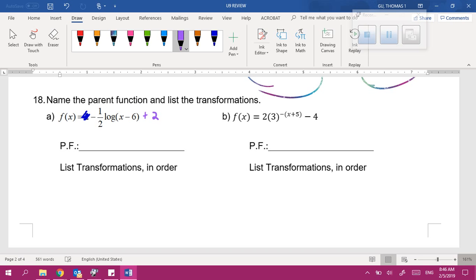Plus 2, right? Because you need a sign. You can't just write 2 at the end. So plus 2. Right, so the first transformation is reflect over x. That's this negative sign right here.